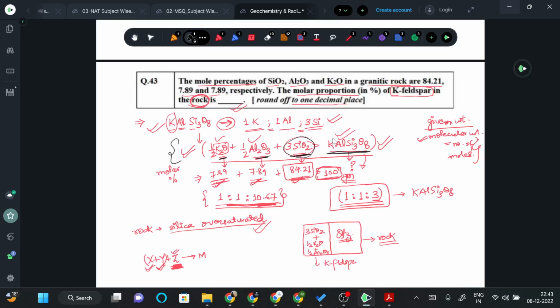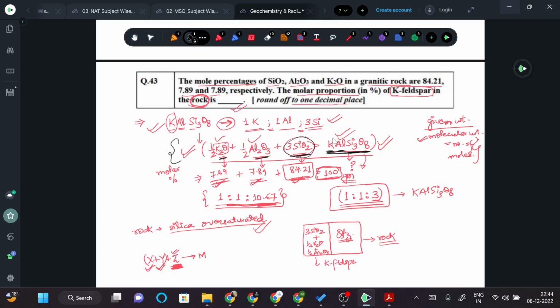By simply looking at the formula of KAlSi3O8, the formula of K feldspar basically, you can say that 1 mole of K is required, 1 mole of Al is required, 3 moles of Si is required, and 8 moles of O is required. So forget about O because O separately is not mentioned over here. Here the cations are already in oxide forms, like silica, alumina, and potassium oxide. So 1 mole of K, 1 mole of Al, 3 moles of Si. The ratio is 1:1:3, that is required to form KAlSi3O8.